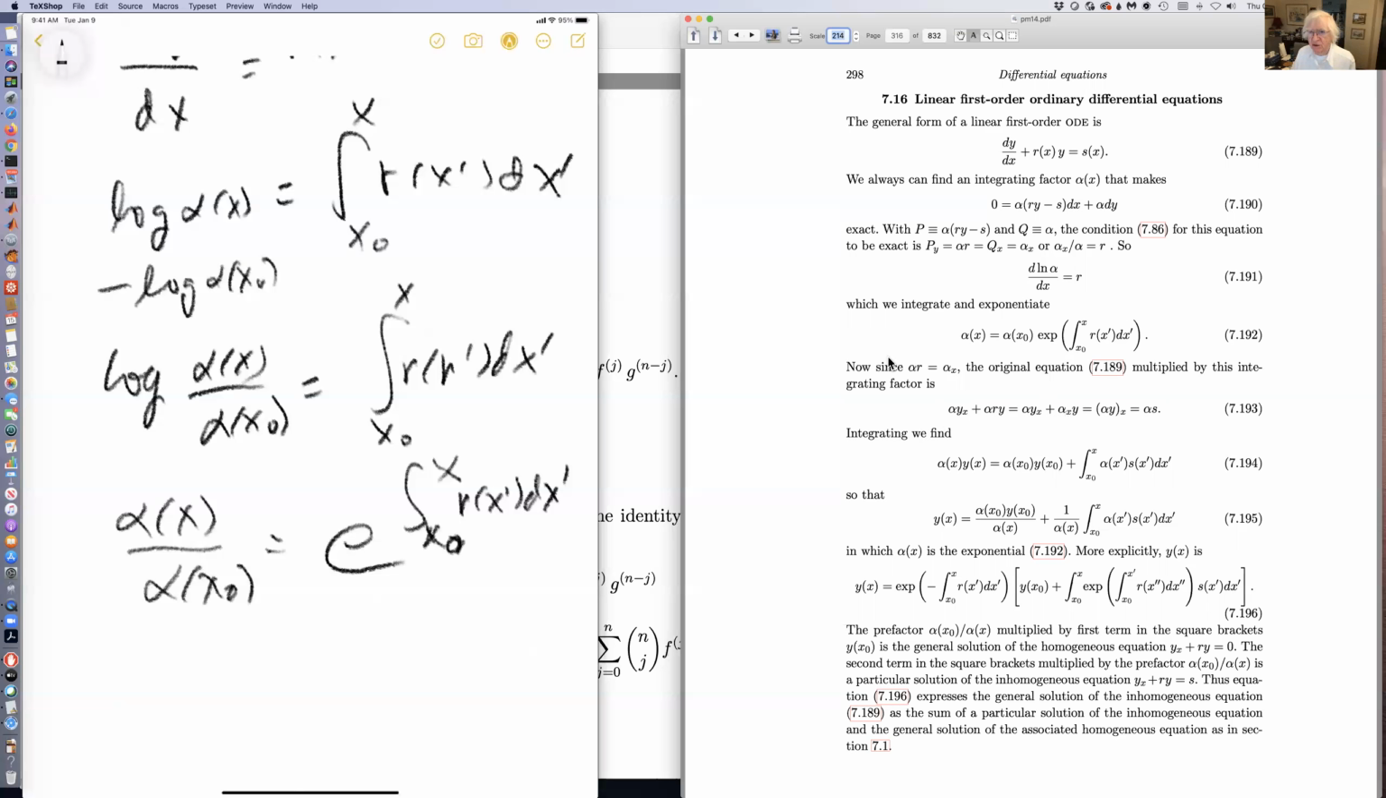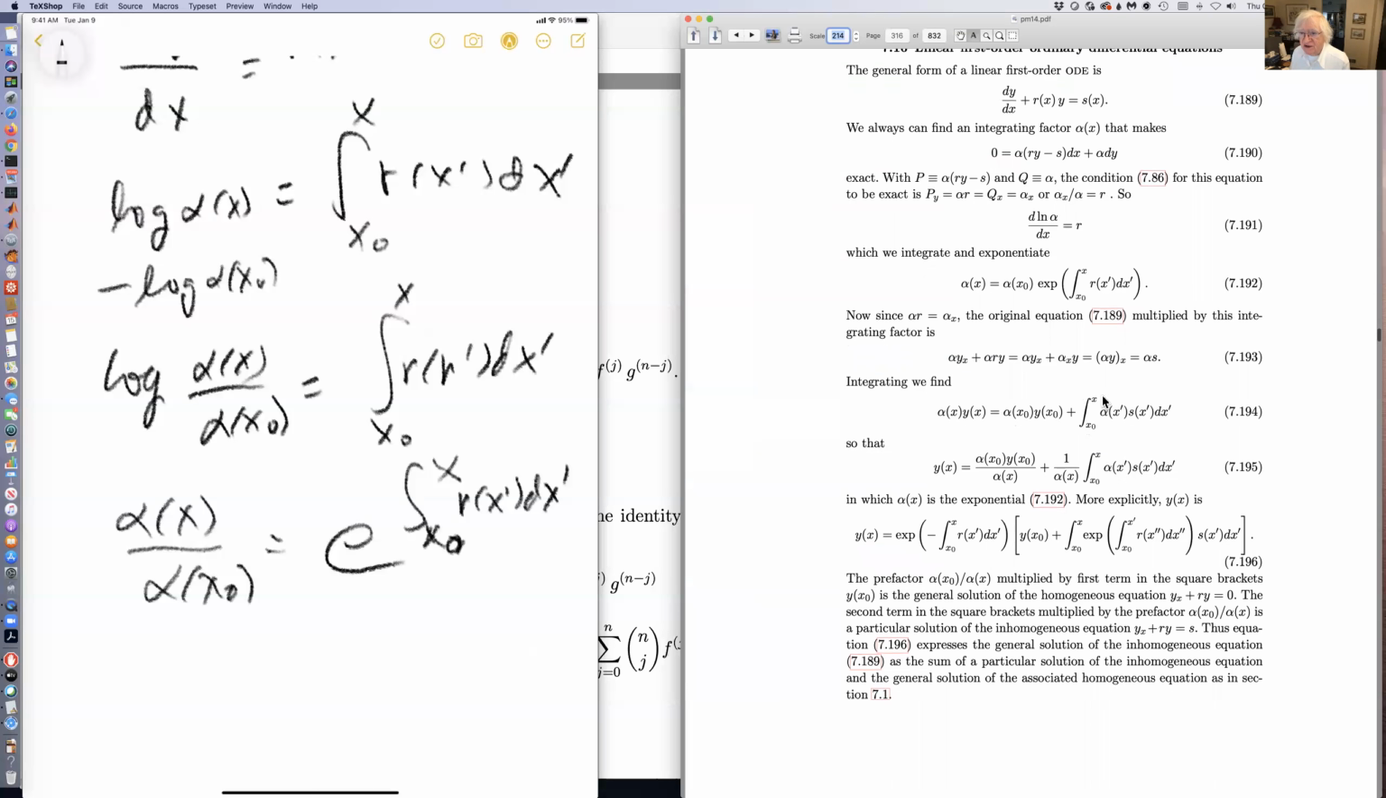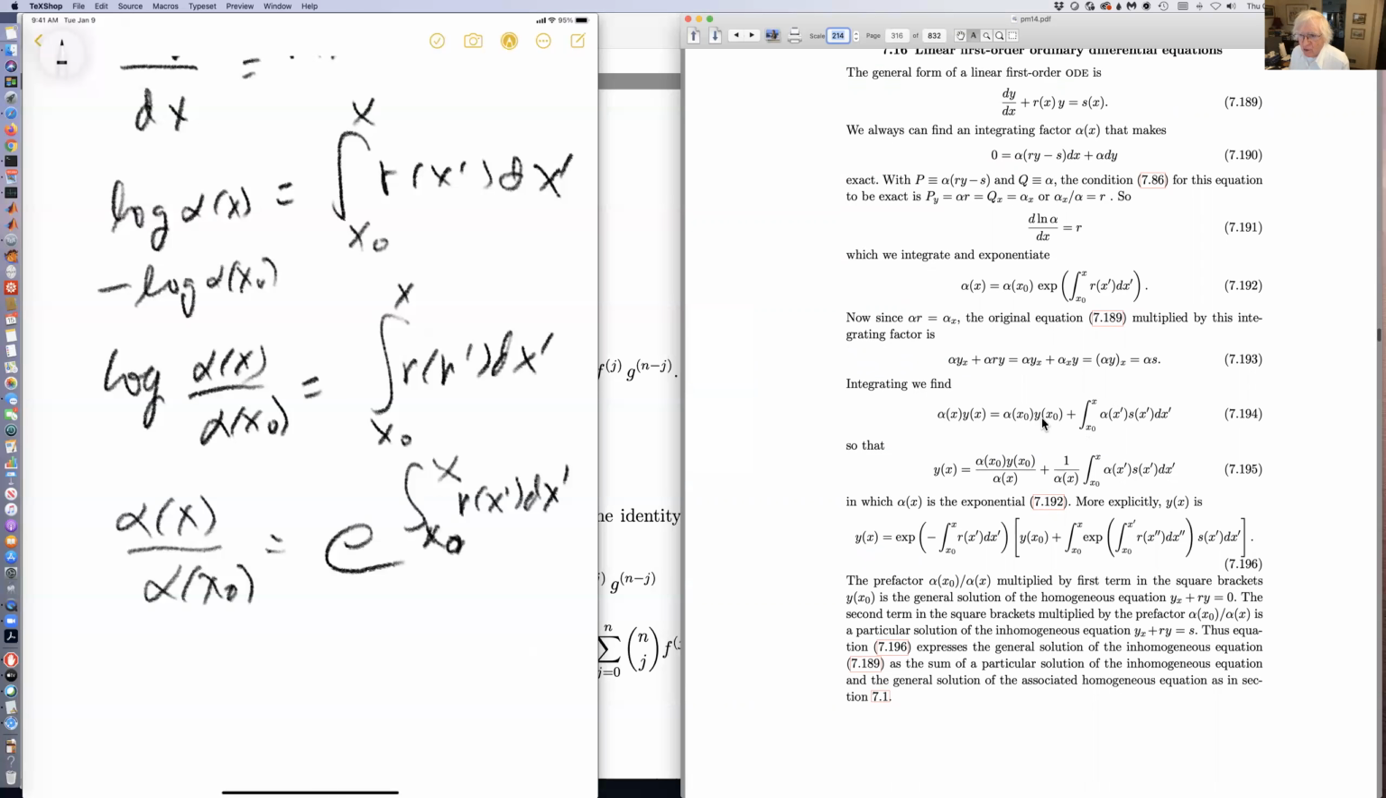That was the original equation: the x derivative of alpha is r times alpha. And so we replace alpha r by the x derivative of alpha. But this is the x derivative of the product, alpha y, which is equal to alpha times the source function, or the inhomogeneous term. And so now we can integrate this equation. We get alpha y at x is equal to alpha y at x0 plus the definite integral of alpha s. And then dividing by alpha, we get this as the solution of the differential equation.